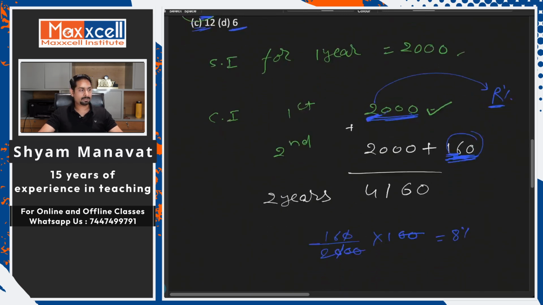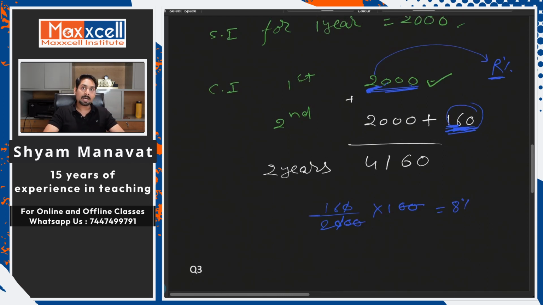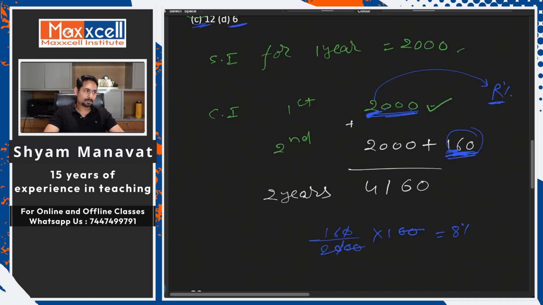And if you're not comfortable with that, just simply calculate 160 by 2000 into 100. What is the percentage value? Are you clear why we are taking this 160 and 2000? 2000 is the interest, right? Then why are we taking this 160 on 2000? Because this is the extra interest generated, which is apart from the regular interest 2000. That means this extra value must be interest on interest. And to calculate that interest on interest, we apply the same rate of interest which we apply on the principal.